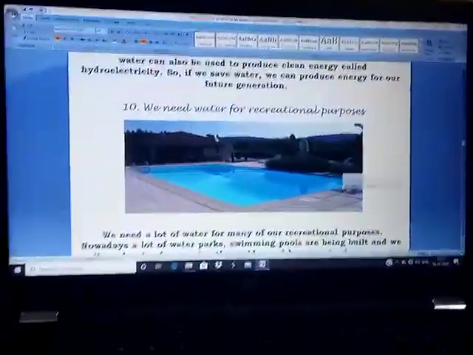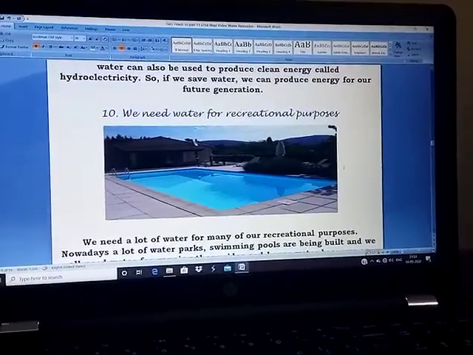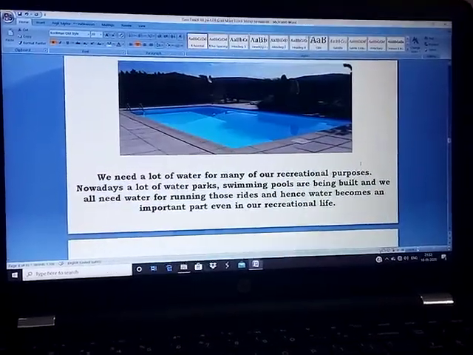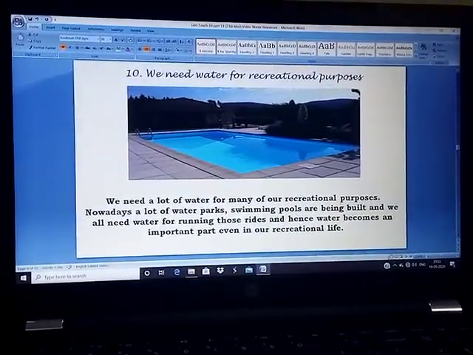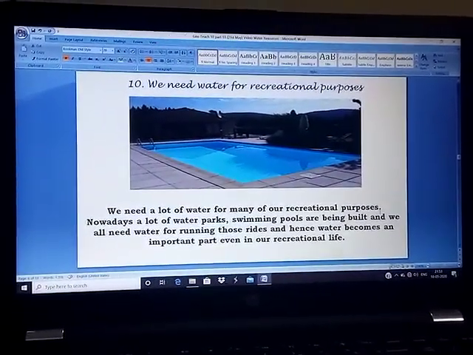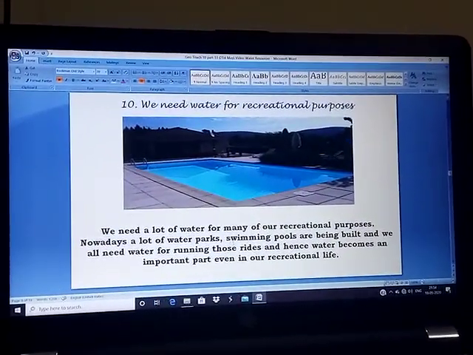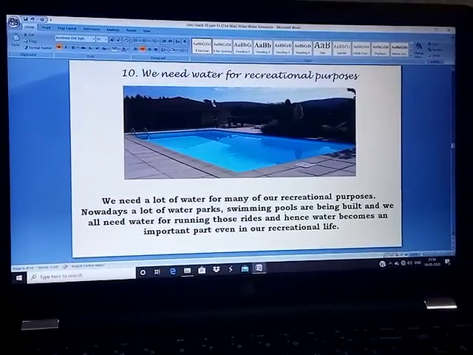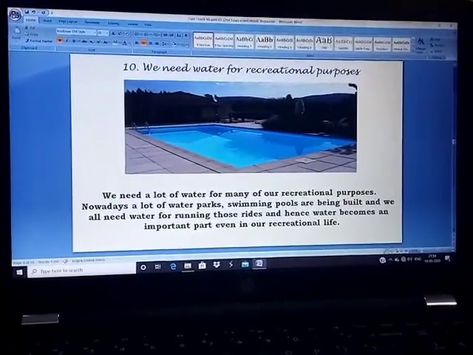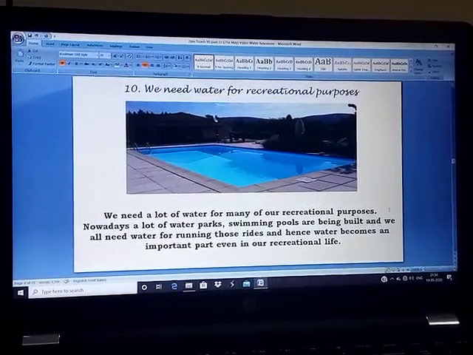We need water for our recreational purposes. Who can deny the water Disney? You heard about that? Nowadays, we need a lot of water for many of our recreational purposes. A lot of water parks and swimming pools are being built, and we all need water for running those rides, and hence water becomes an important part and parcel even of our recreational life.